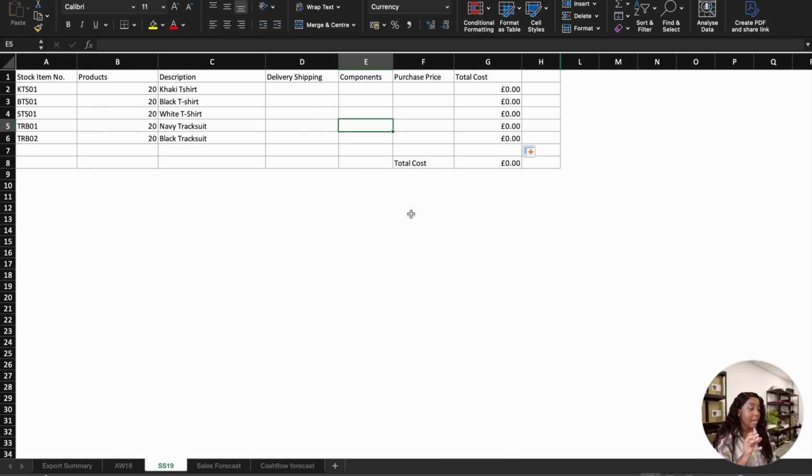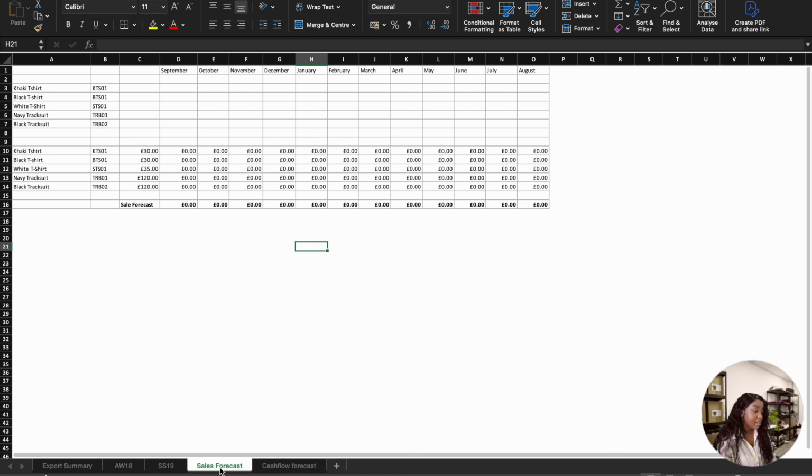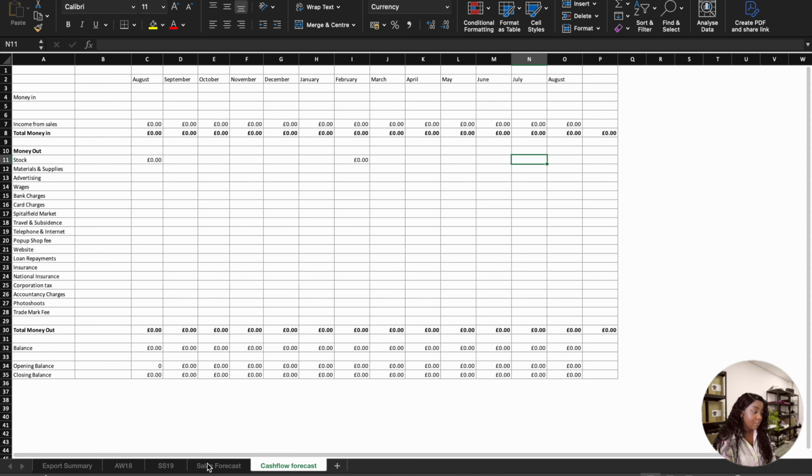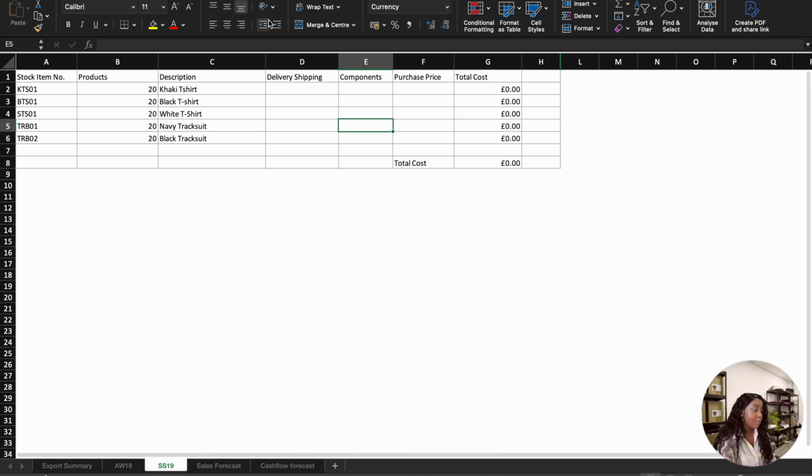I would like to sit here and say that I created these finance tables myself, but I definitely had assistance. So we are now in my screen, and you will see I have a couple tabs down here, but the tabs that we're going to be looking at is this SS19 tab, our sales forecast tab, and our cash flow forecast tab. But let's start off with this tab here.